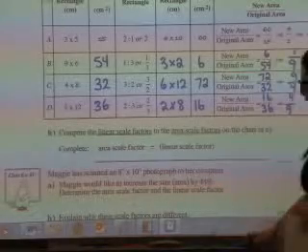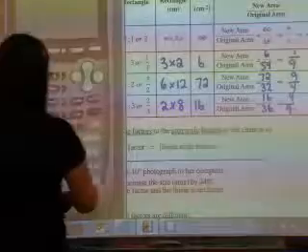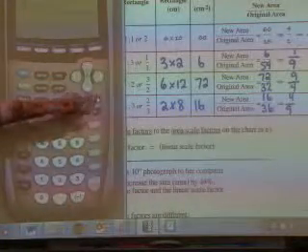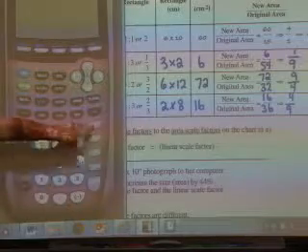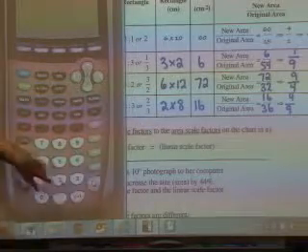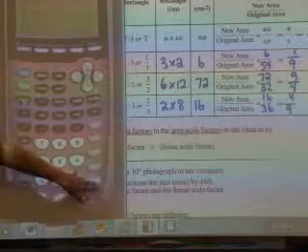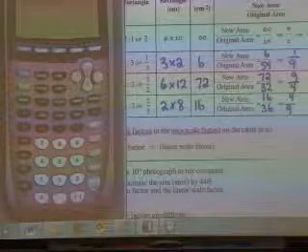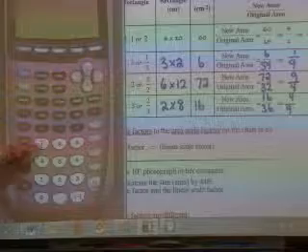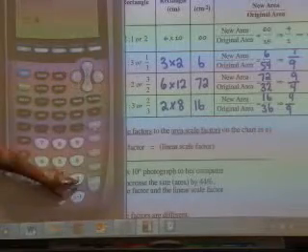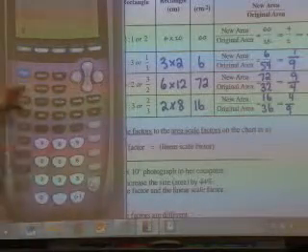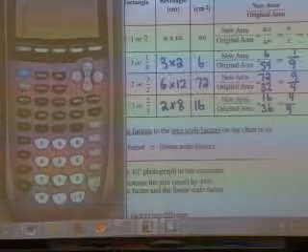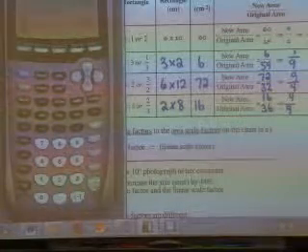Okay. The calculator can help you do these. If I go 16 divided by 36, and then math, frac, I get my 4/9. Or the other one was 72 over 32. Math, frac, and there's my 9/4.